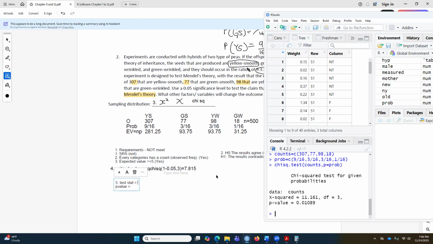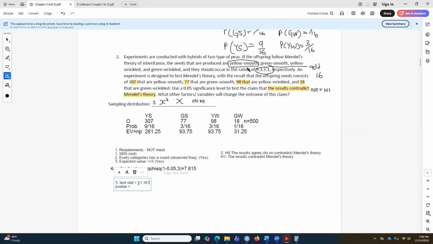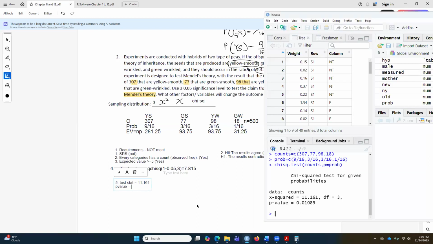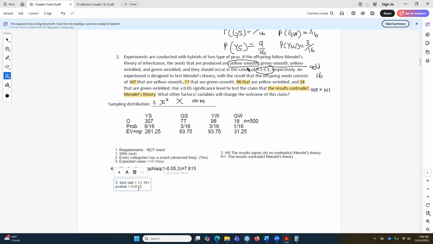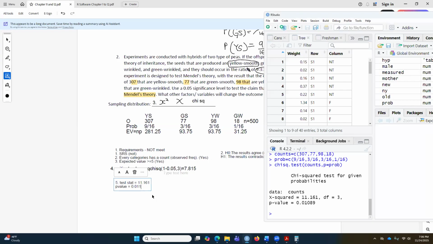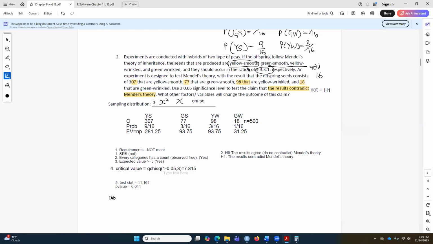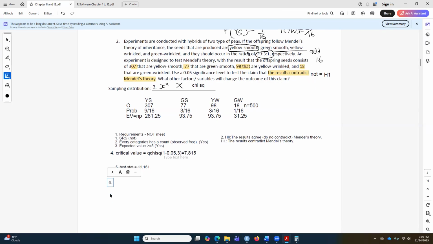And if you don't know, the degree of freedom is 3 from finding the critical value. If you don't know this, it's also given right here. So make sure you know this given: 11.161, and the p-value is 0.011. Right there. All right. So this is step number 5, which is the extra step due to the critical value that we find.